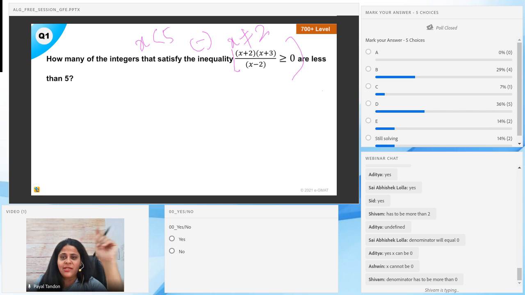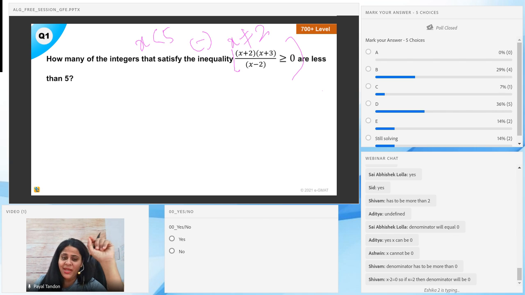Absolutely right. Okay. So for sure, what we know is x has to be less than 5. X may be negative, there's no restriction on it, but x cannot be equal to 2. That is something that we definitely know. So Shivam, the denominator need not be more than 0. The denominator can very well be less than 0. The denominator cannot be equal to 0. That's it. So again, you have to be very precise.